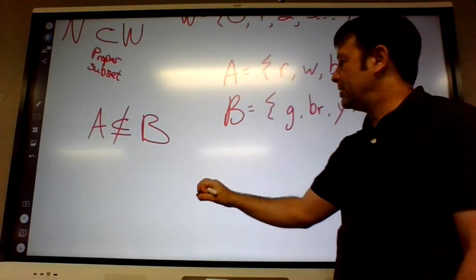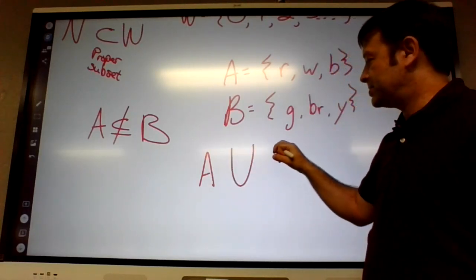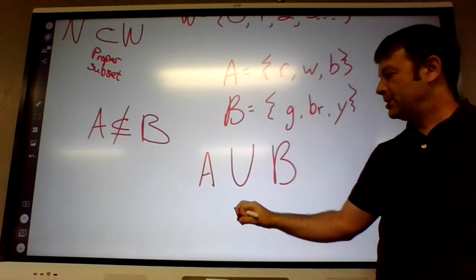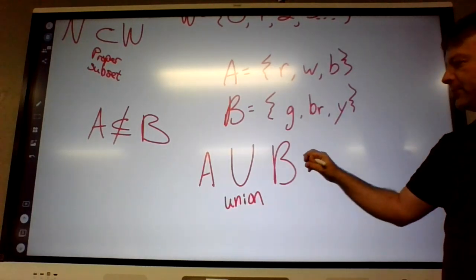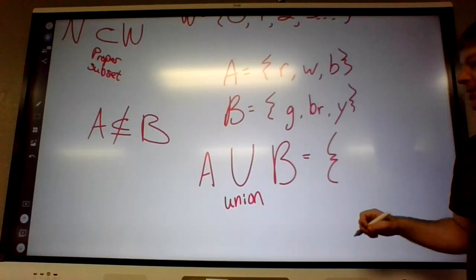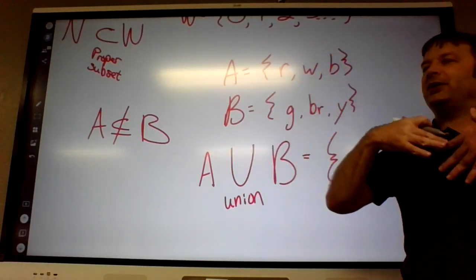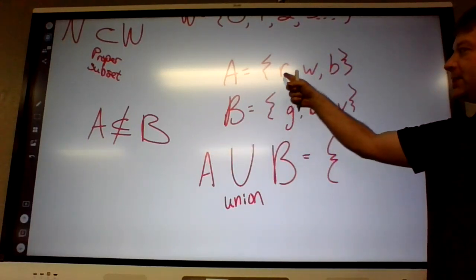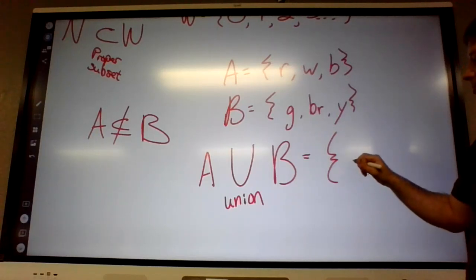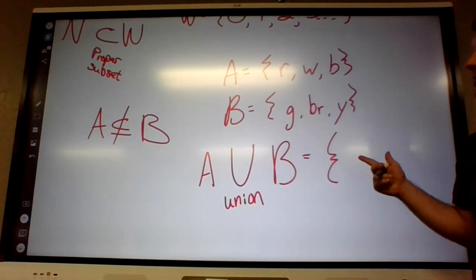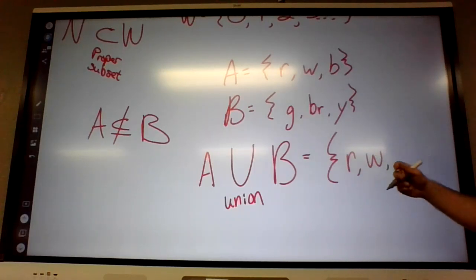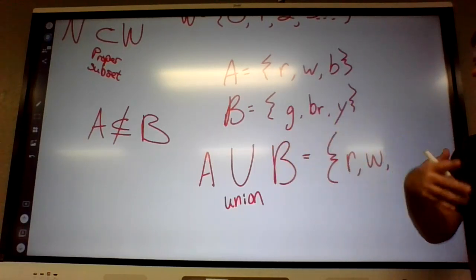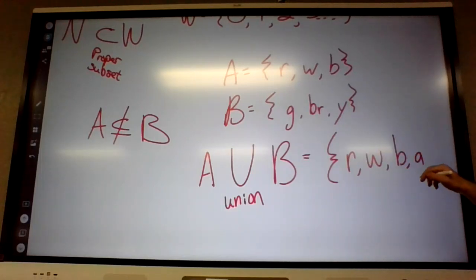All right. Another symbol is this. It looks kind of like a U, but it's called a union. Have you guys done this before? Probably not. A union just means everybody's invited. So a union of these two sets would be red, white, blue, green, brown, yellow. If there's a repeat, you only have to write it once. I mean, you can only be a member of a set once. But union means everybody's united. Everything gets to come. Red, white, blue, green, brown, yellow.